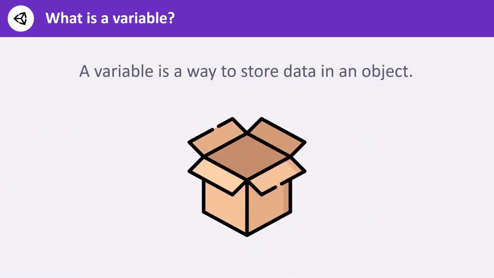For example, let's say we created a character in a game. We can store the stats of a character in a variable, such as their health, speed, and defense. We can define as many variables as we want in a class. A common analogy is to think of variables as empty boxes. Within these boxes, we can store anything.